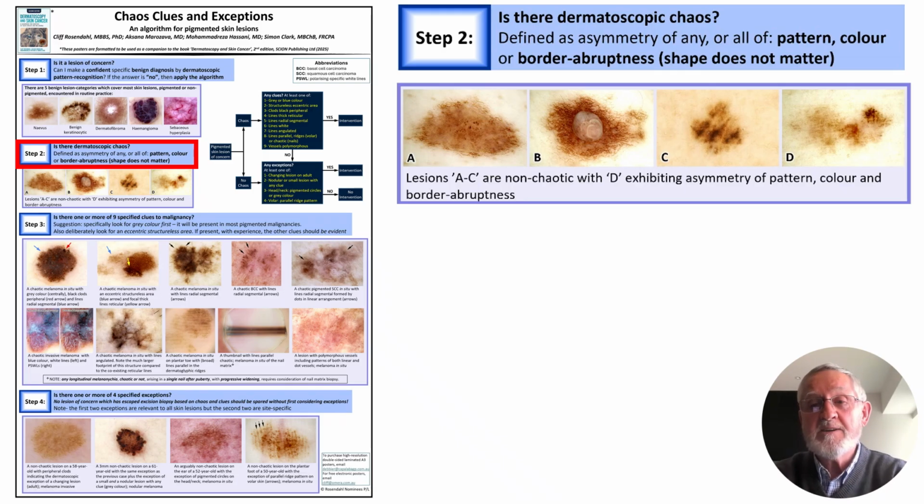The lesion on the far right, D, is chaotic. The pattern on the left is different to the pattern on the right. The colours on the left are different to the colours on the right. And the border on the right is abrupt, and on the left is gradual.